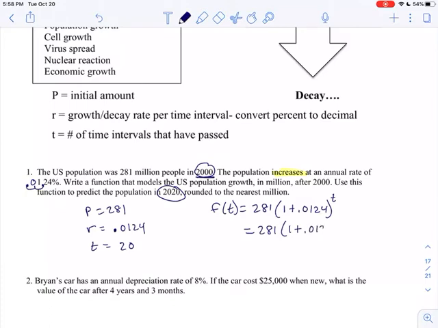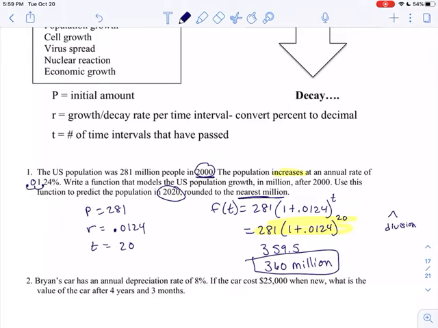Now we know we want to evaluate this. What's the population going to be in 2020? So I'm just doing 281 times 1 plus 0.0124 to the 20th power. Now remember on your calculator, to get any exponent, right above the division symbol is that little up arrow, that caret symbol. And that's what I'm using. So this is going in my calculator exactly the way it is. All right, and out pops the answer of 359.5, and I'm rounding this to the nearest million, so that would be 360 million people. And that's how this works.